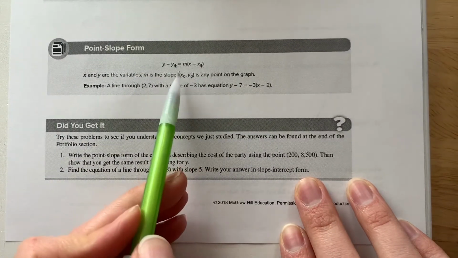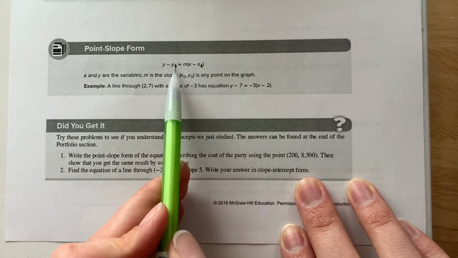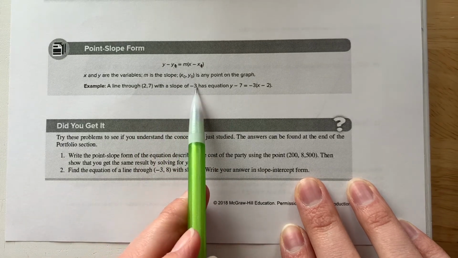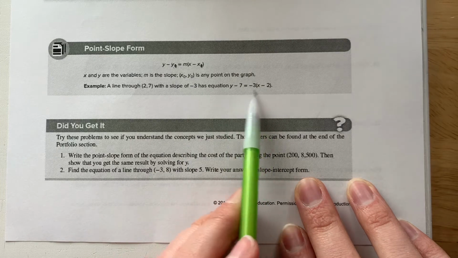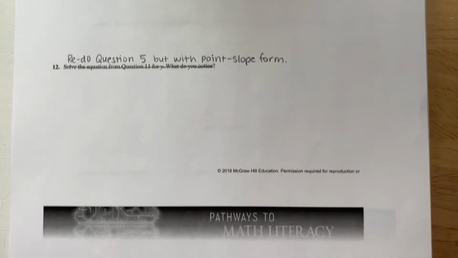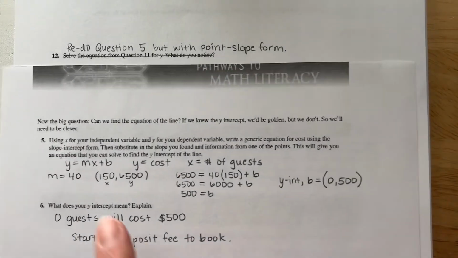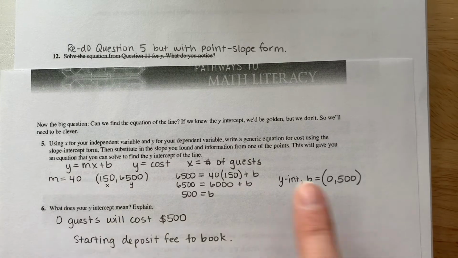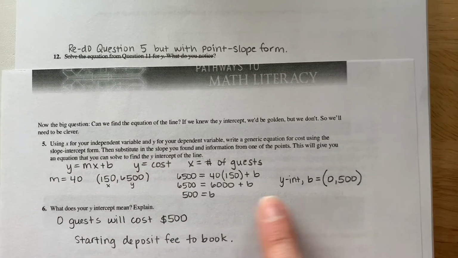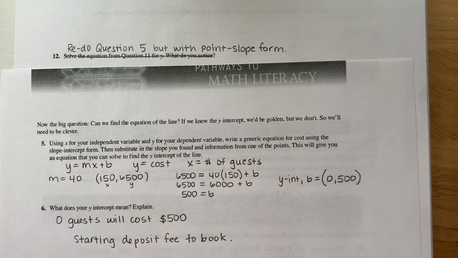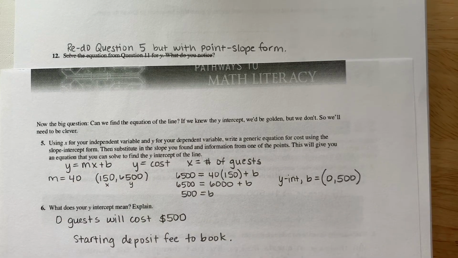But either way, the x1, y1 is the point that you're given. The m is the slope, and you can substitute it in like this, okay? So what we're gonna do is we're gonna go back to question 5. And remember, we knew the slope, but we did not know the y-intercept. Instead of doing it this way, using y equals mx plus b, you can use point slope. So that's what I'm gonna show you here, okay?